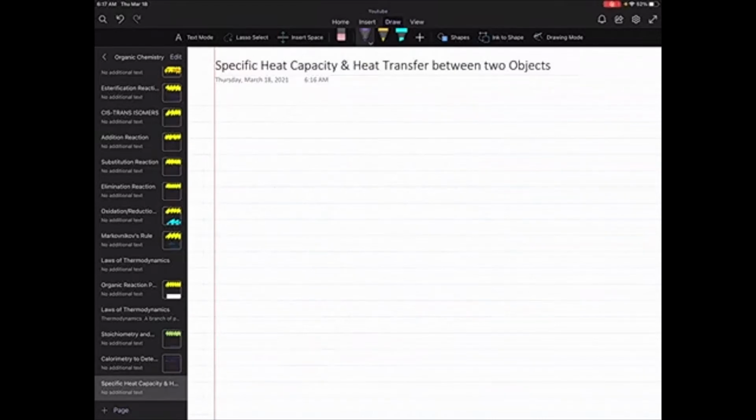Hello folks, today I have another lesson for you on specific heat capacity and the heat transfer between two objects. This is about the amount of heat that is transferred from one object to another. Even though heat is being transferred, the temperature change between the first object and the second object is not the same, because the specific heat capacities of different substances are different. In other words, they take different amounts of energy to change their temperature by 1 degree Celsius, which is what specific heat capacity is.